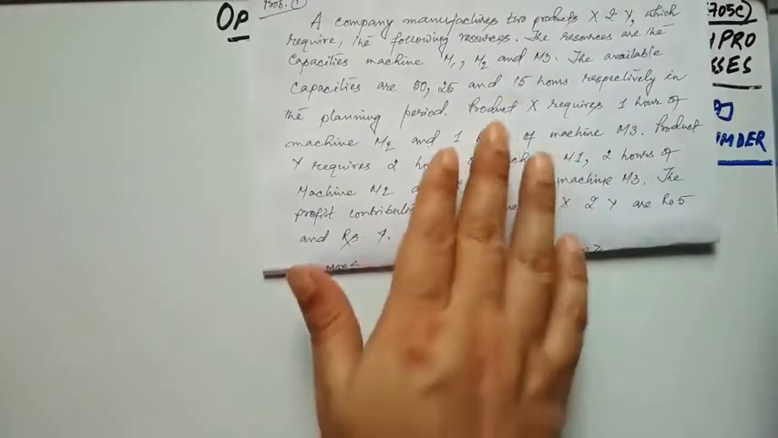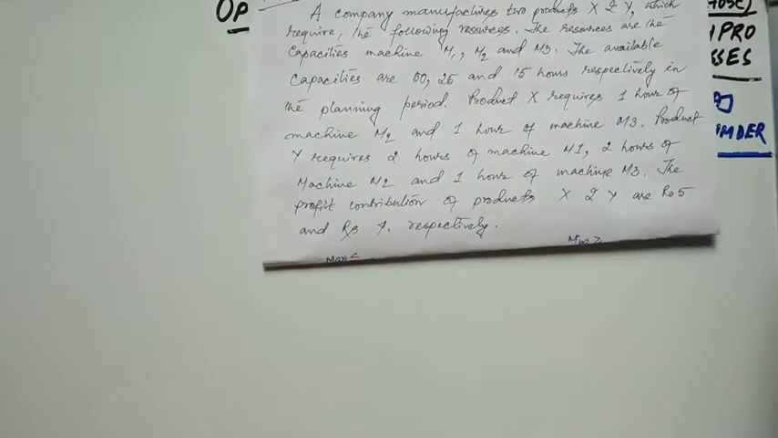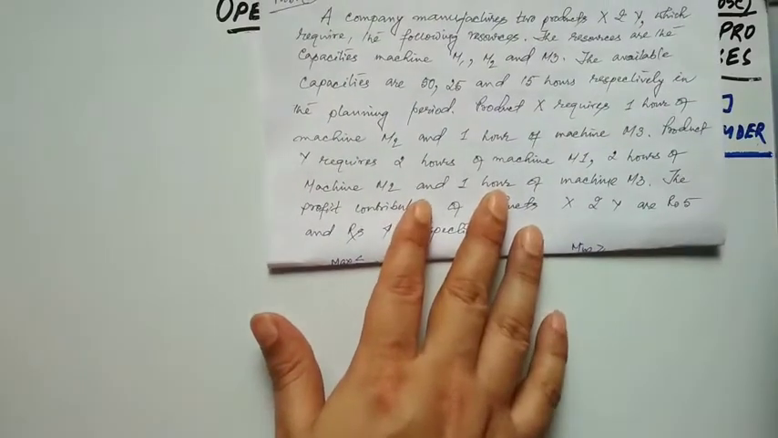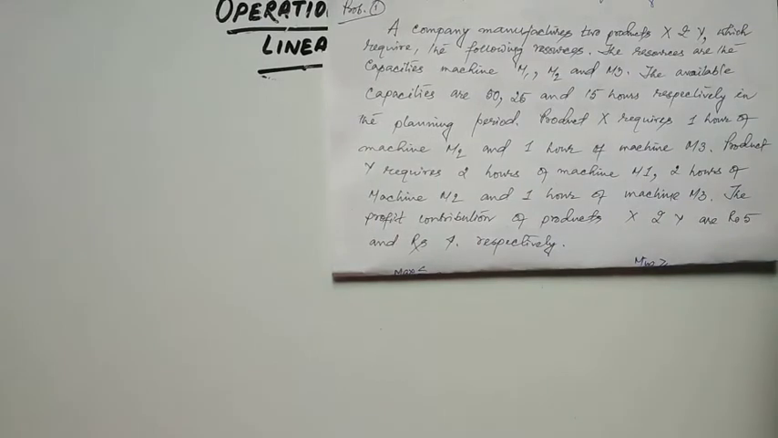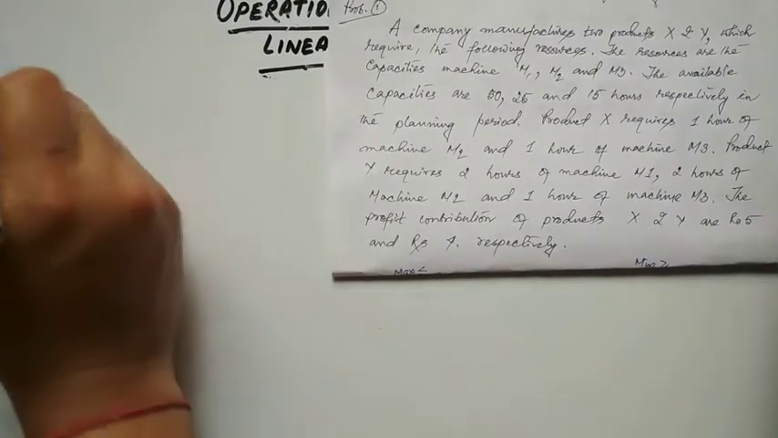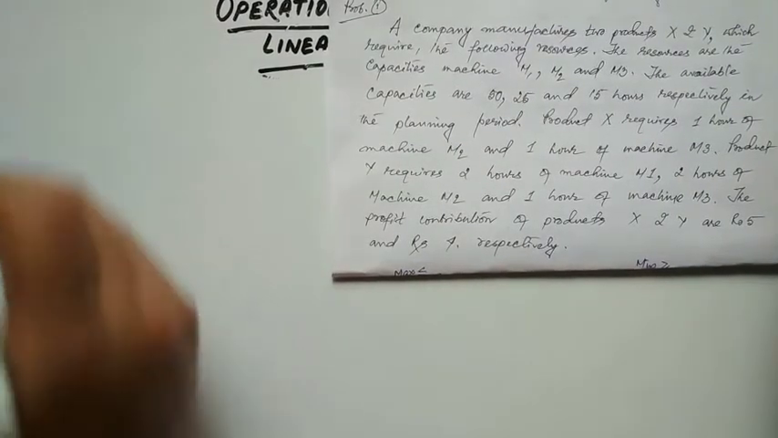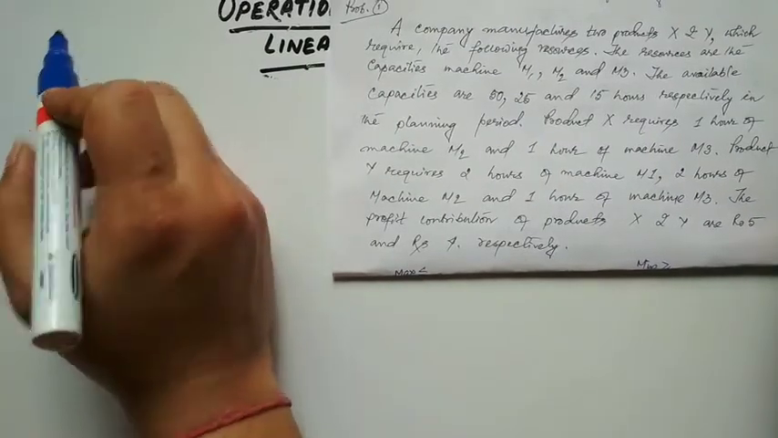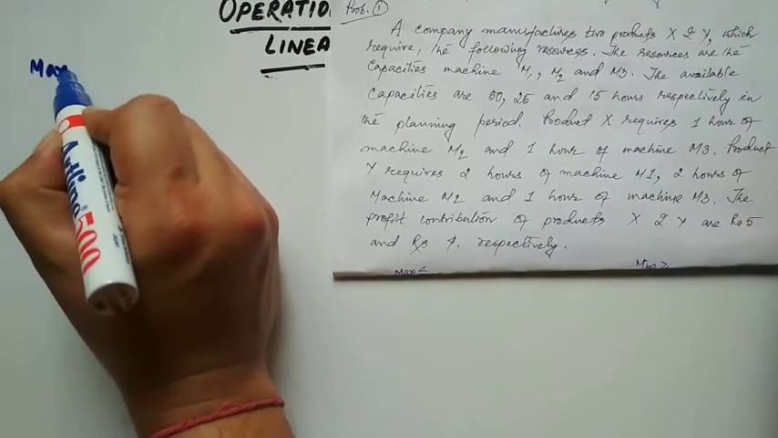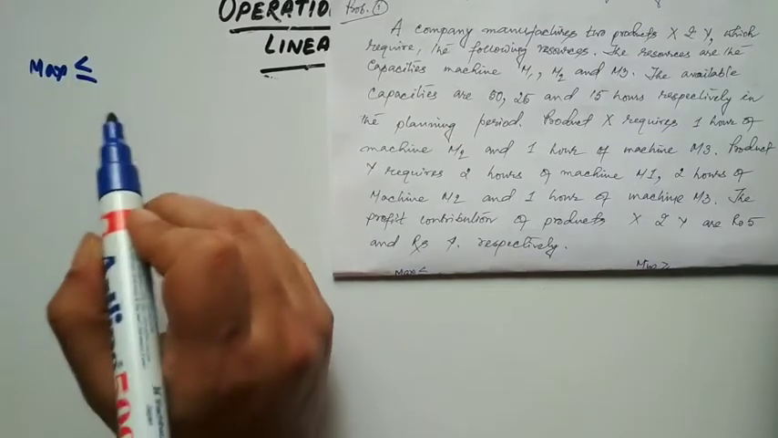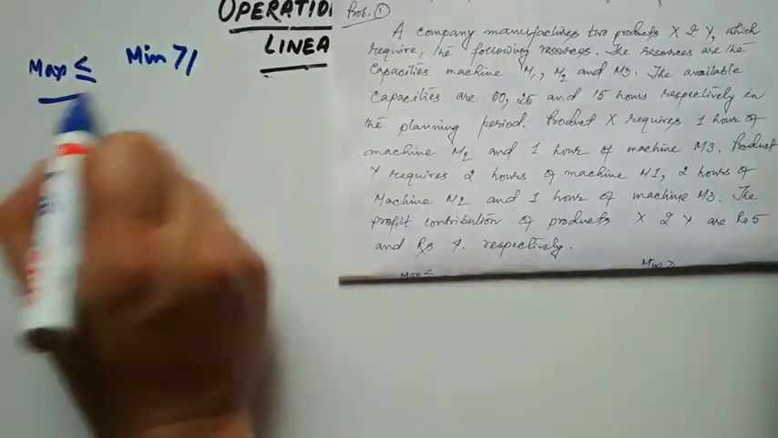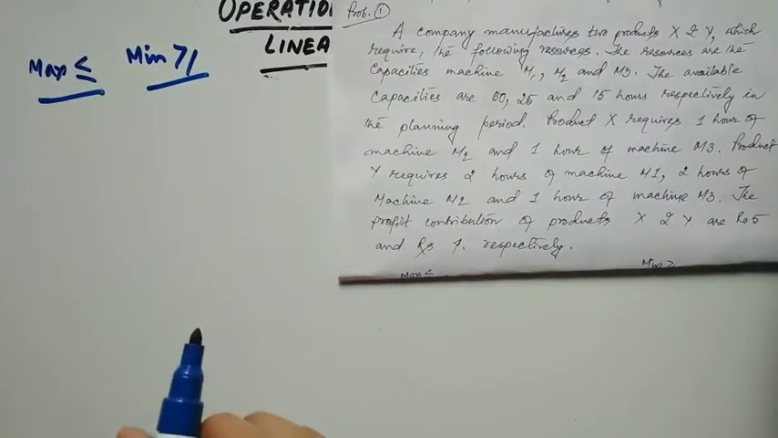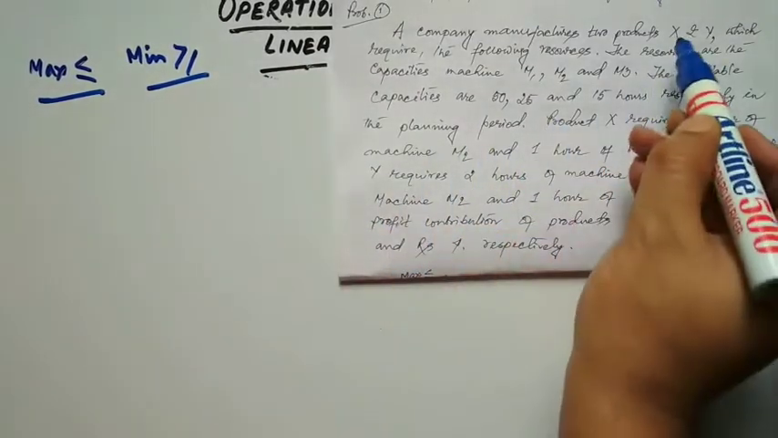Look, the problem says two products X and Y. Okay, so I will just write it over here. Before I start, I must tell you, for maximization the constraints will have the less than or equal to symbol. For minimization the constraints will have the greater than or equal to symbol. Okay, we will see it during the formulation of the LPP. Let us start with the problem. Two products X and Y.